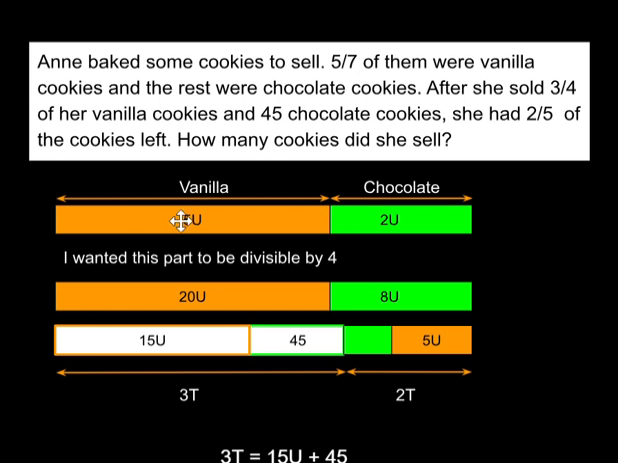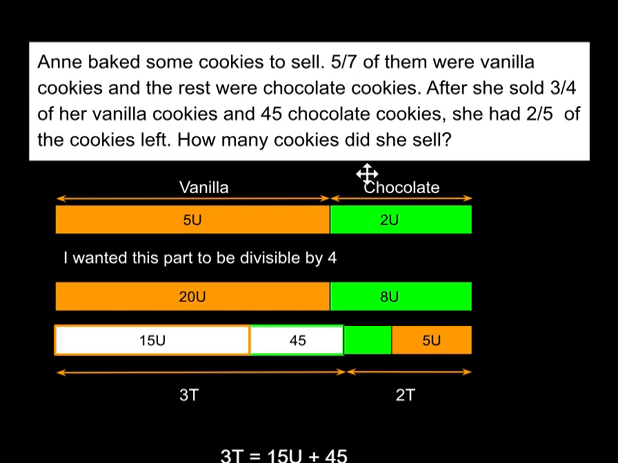So what I do is I find 5 and 4 and look for their LCM, lowest common multiple, which is 20. So I take 5 times 4, 20. I take 2 times 4 will give me 8. So now I convert this bar to here. So now in total, she will have 28 units of cookies.